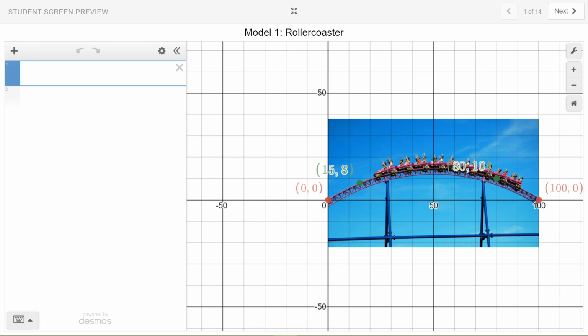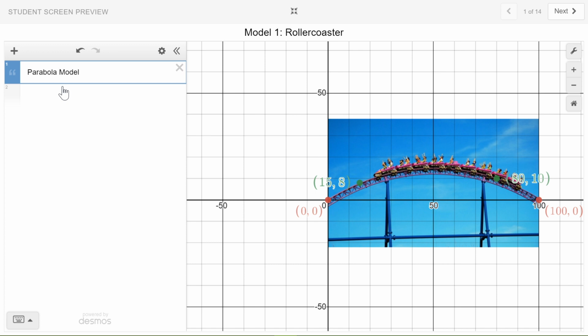Of my three models, the first one I'm going to do is a parabola model, because this looks quite nice.